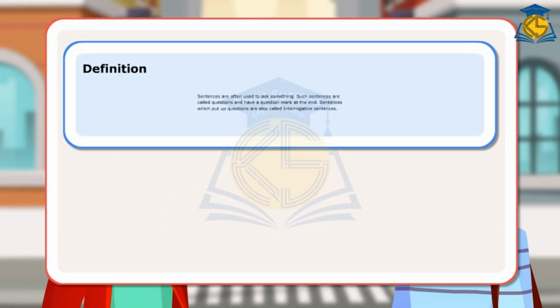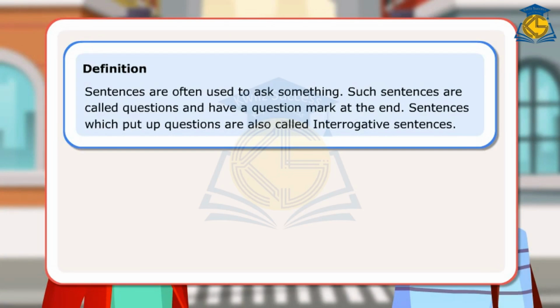Definition. Sentences are often used to ask something. Such sentences are called questions and have a question mark at the end. Sentences which put up questions are also called interrogative sentences.